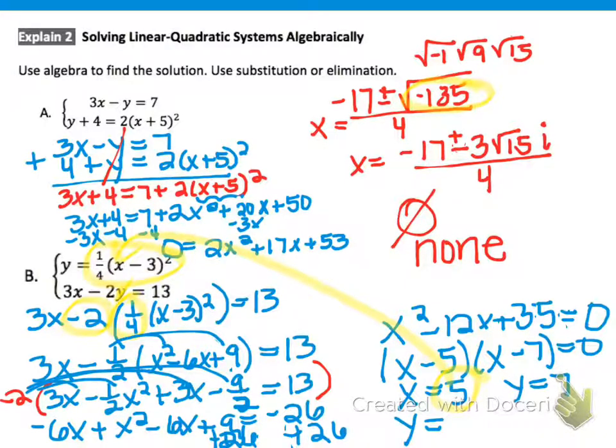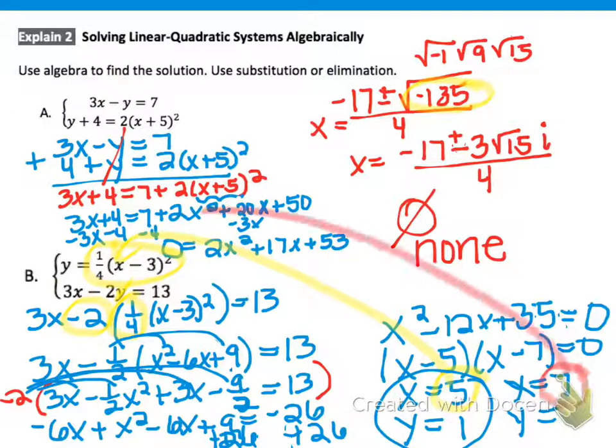So let's see, that would be 5 minus 3, which is 2. 2 squared is 4. 4 times 1/4 is 1. So that's one of our ordered pairs right there. And now I'm going to also plug in x equals 7. So 7 goes in there. That would be 7 minus 3, which is 4. 4 squared is 16. 16 times the 4th is 4. So the other ordered pair is 7, 4.